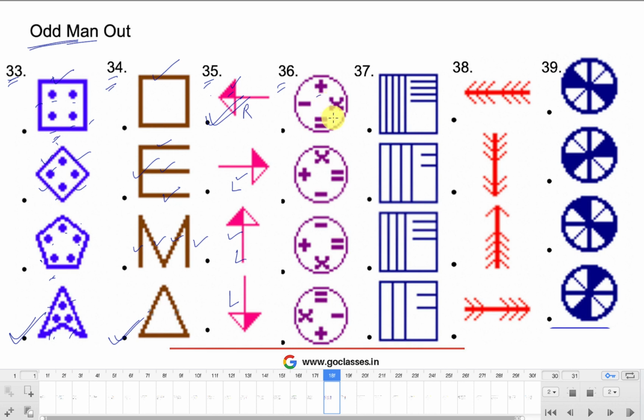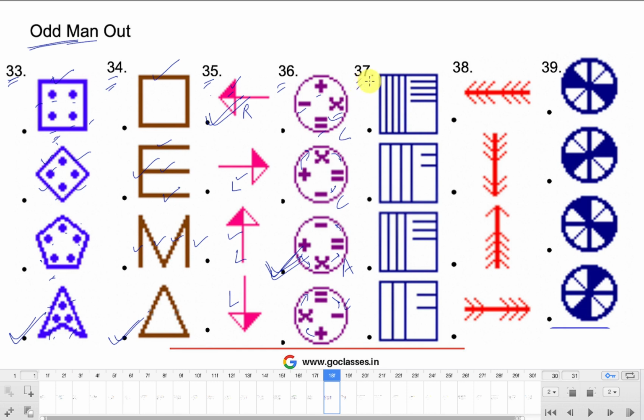Question number 36. The signs plus, multiplication, equal and subtraction. Okay, plus, multiplication, equal and subtraction. The order is the same, but here it is anti-clockwise, and here plus, multiplication, equal and subtraction is clockwise. Orientation is different. These all are clockwise and this one is anti-clockwise. So this is the answer.